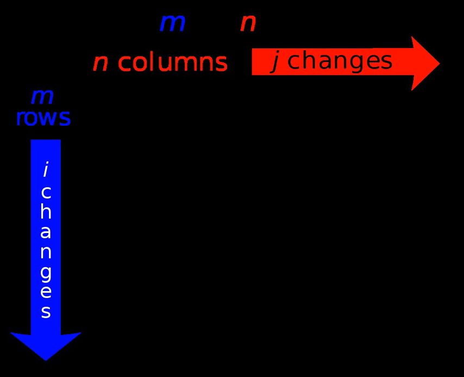tr(AB) equals tr(BA). This is immediate from the definition of matrix multiplication: tr(AB) equals the sum from i equals 1 to m, sum from j equals 1 to n of A_ij B_ji equals tr(BA).